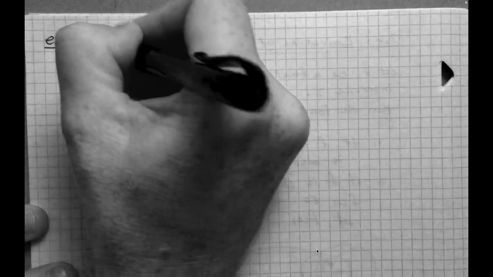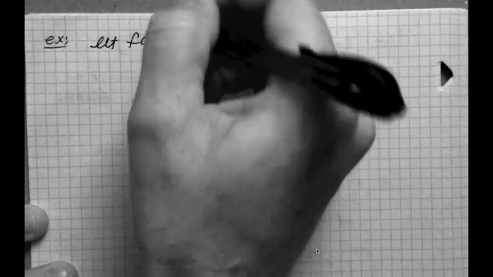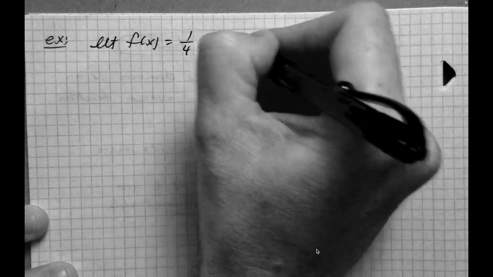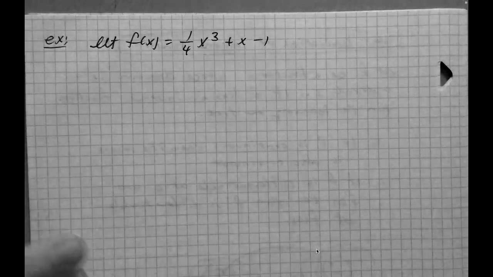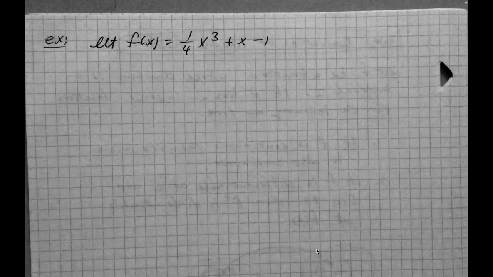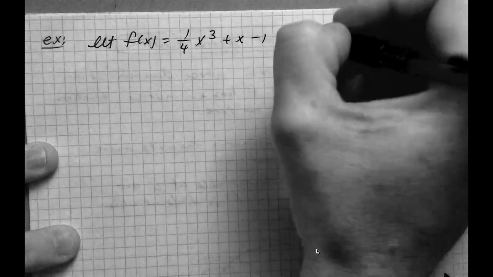So let's let f of x equal this polynomial, maybe 1/4 x cubed plus x minus 1. Okay, so that's our function f. Now, f has a derivative. We can calculate the derivative.